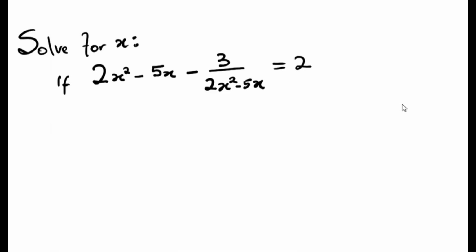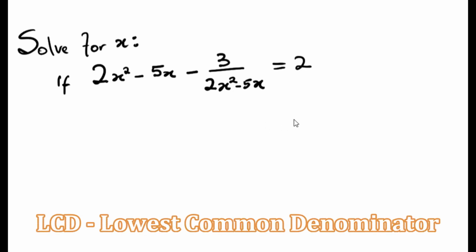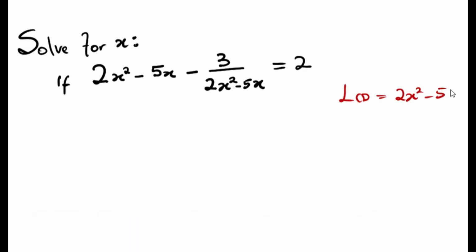So we have this question here. This question wants us to solve for x. Now we notice we have a fraction, and normally when we want to simplify a fraction, the best way to do it is to find the LCD, then multiply everything by the LCD. In this question here, our LCD is 2x squared minus 5x.